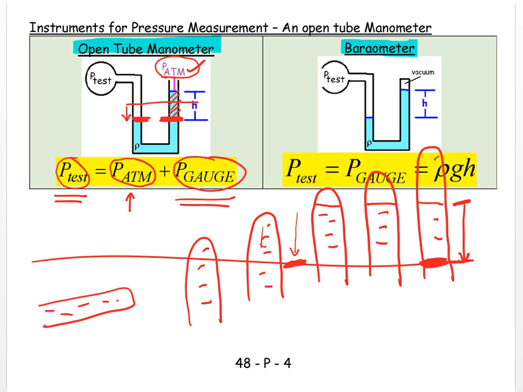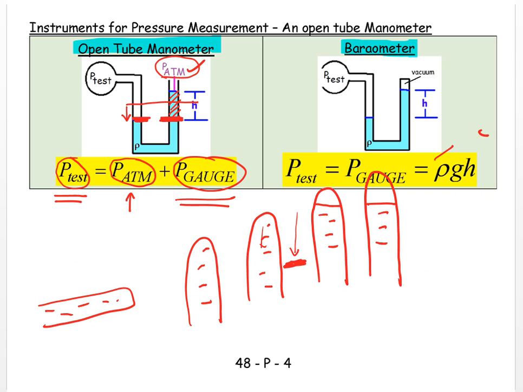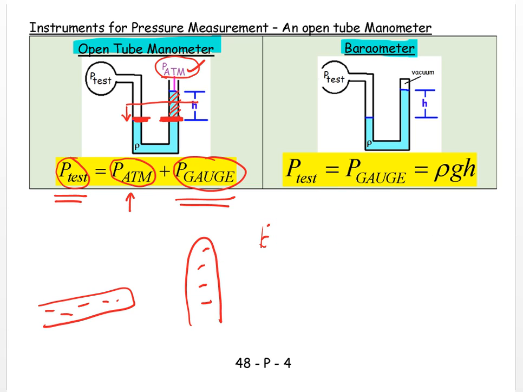So this up here is called a vacuum, and no atmosphere basically. Let me erase this. So that's a vacuum, no atmosphere. So that's how we make it. It simplifies our math, because what it means is that our test pressure is simply equal to our gauge pressure, which equals rho GH. It's a very nice system.